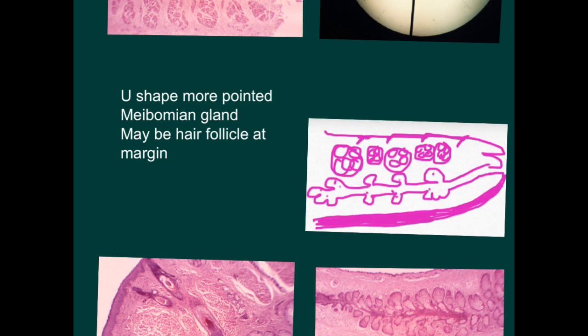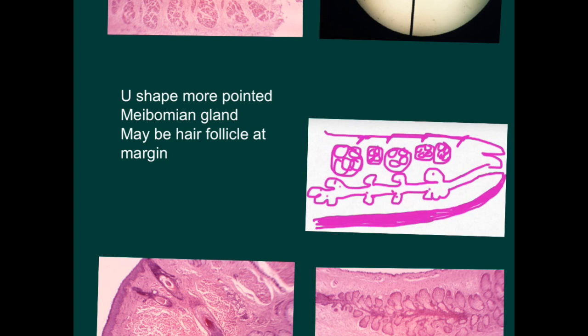Here, this is the second slide in the group of muscular organs covered by stratified squamous on both sides. We have here the eyelid, which is also U-shaped, but it is more pointed, and it has the skin from one side, the mucous membrane from the other side. Towards the mucous membrane, you will notice the meibomian glands, which are sebaceous glands. Also, sometimes, not always, you will see a hair follicle of the eyelash at the margin.